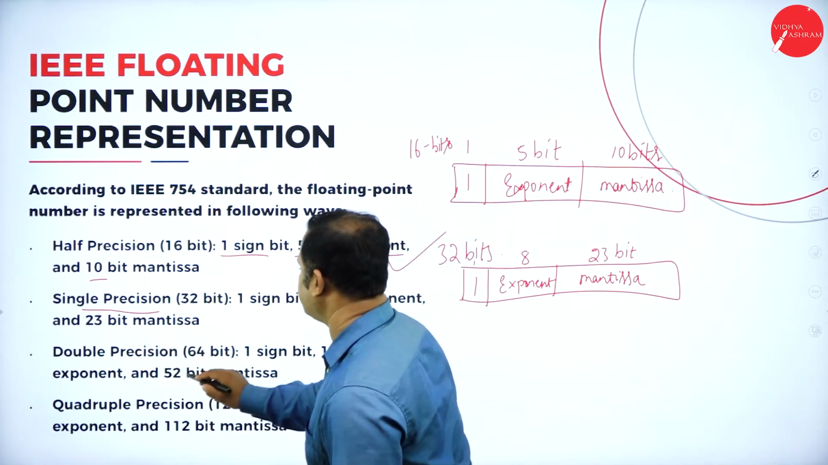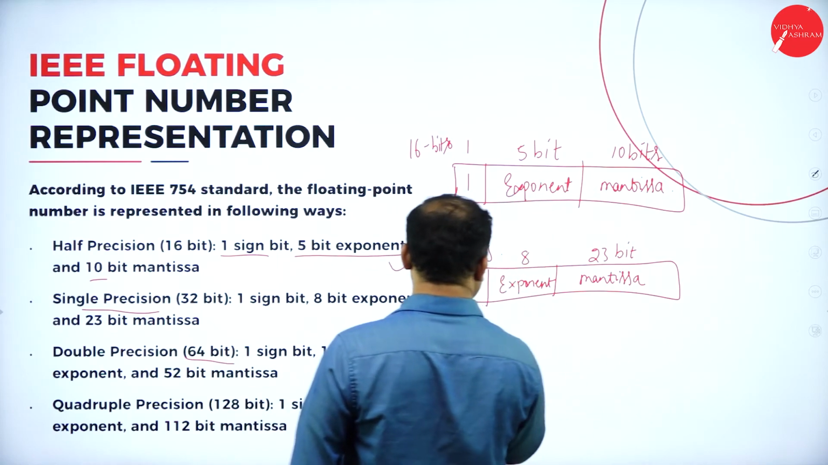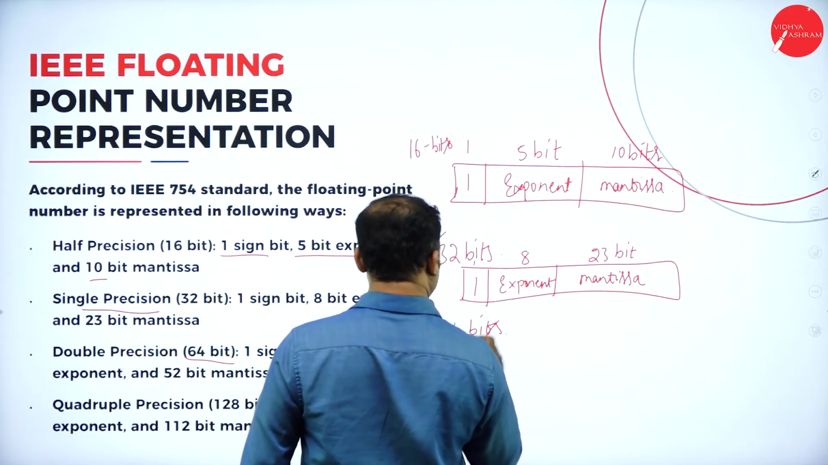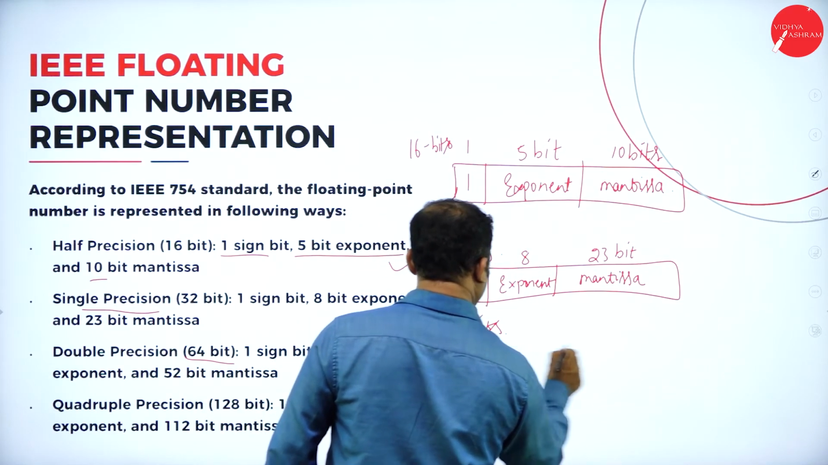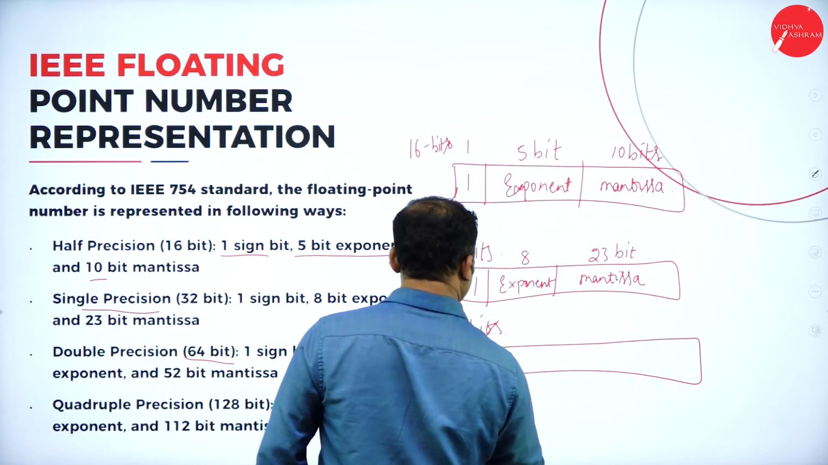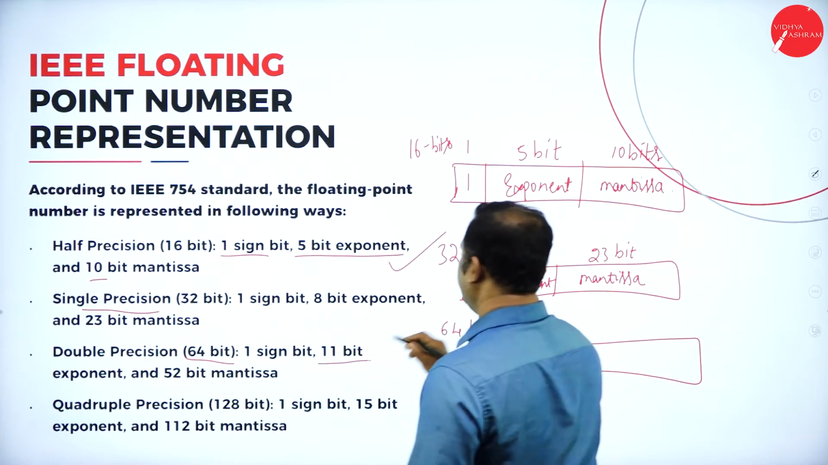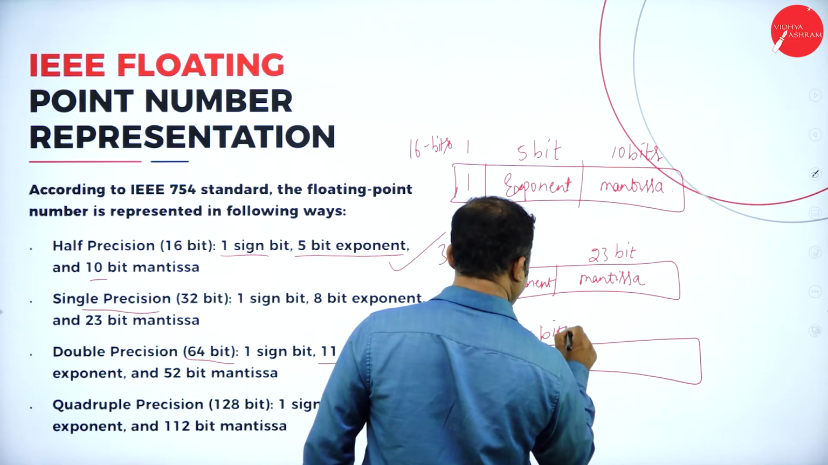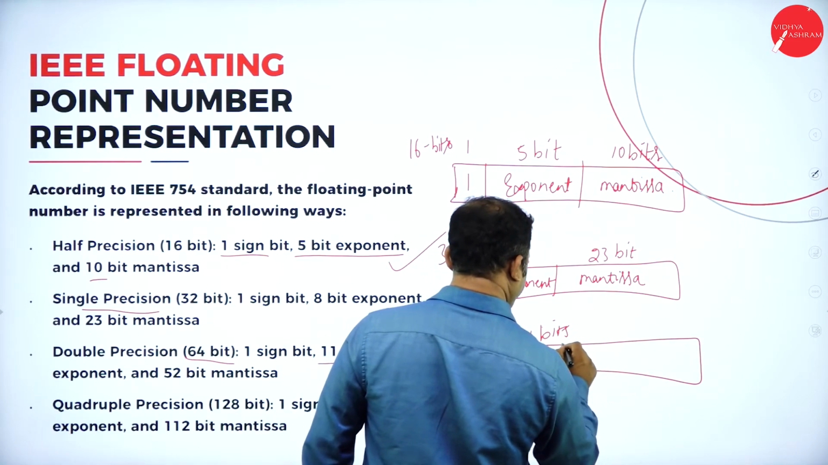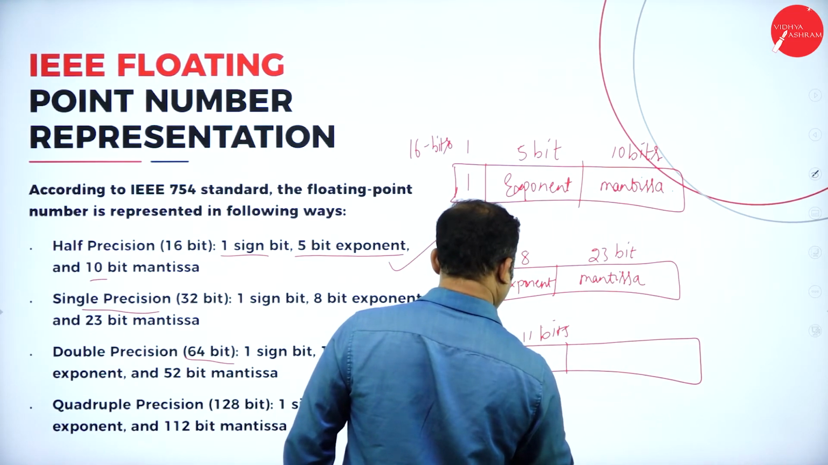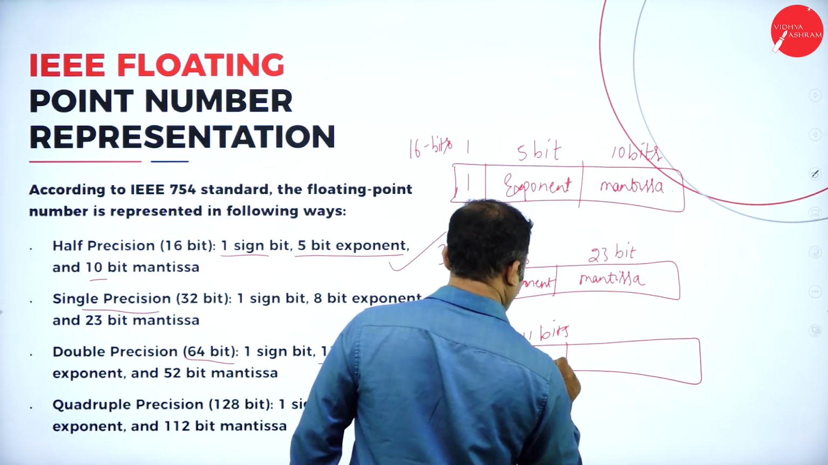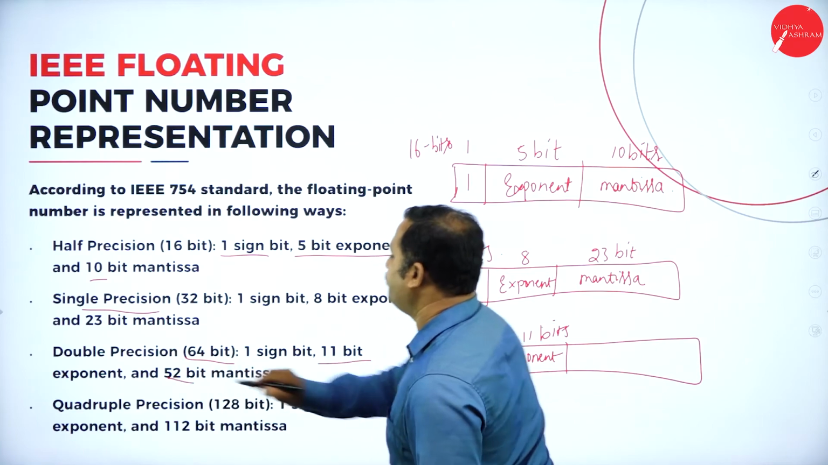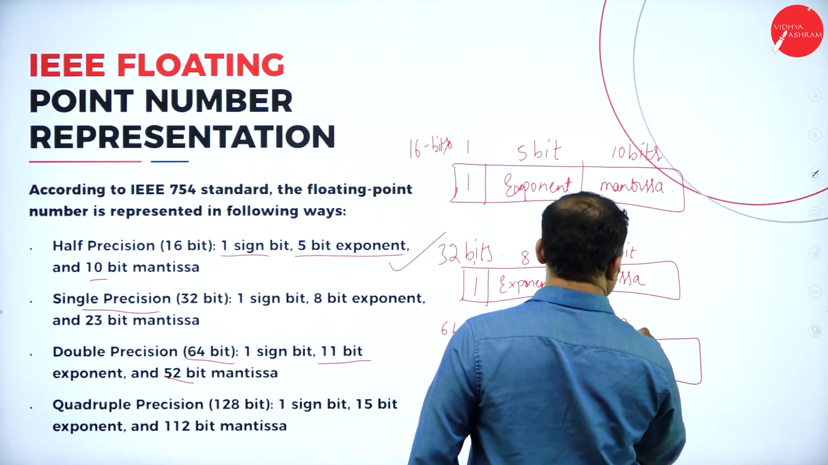In the case of double precision, we have 64 bits. That is 1 bit for the sign bit, then 11 bits for the exponent, and the remaining 52 bits for the mantissa.